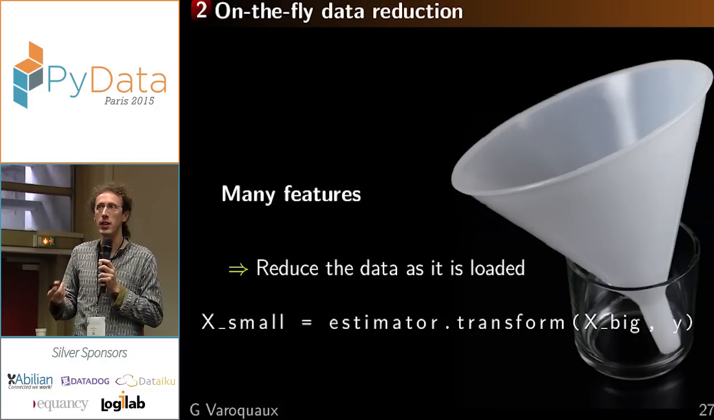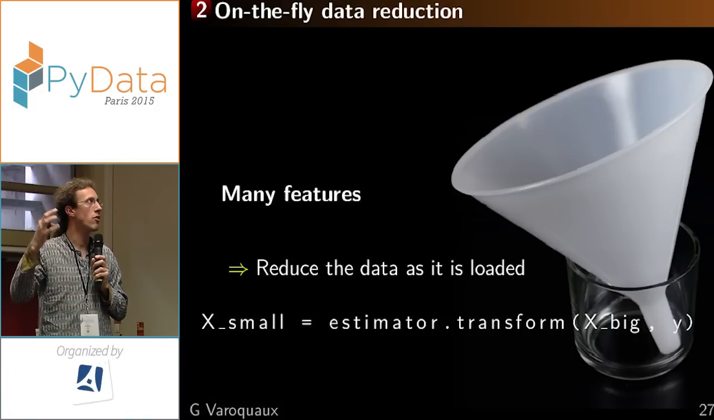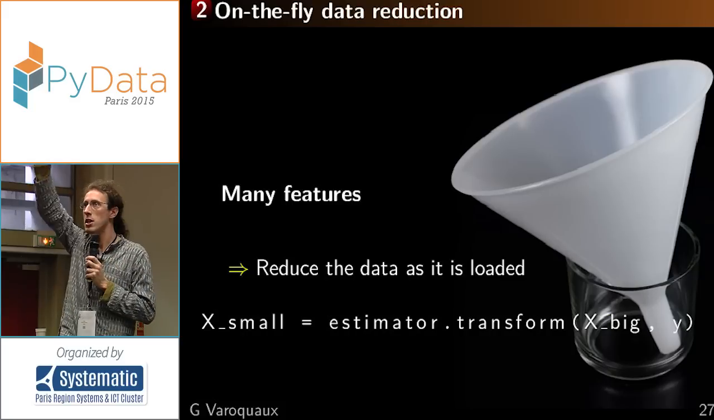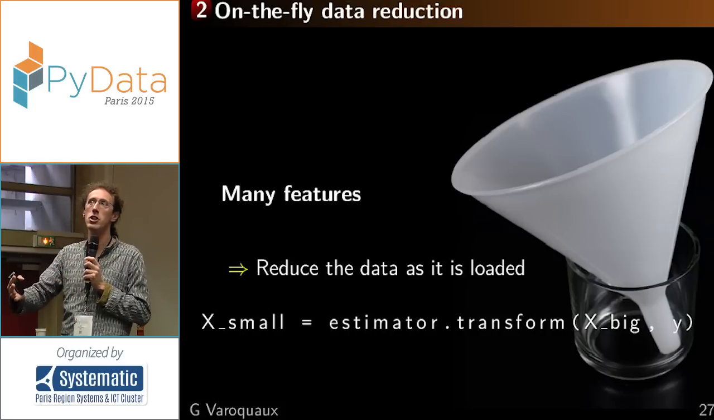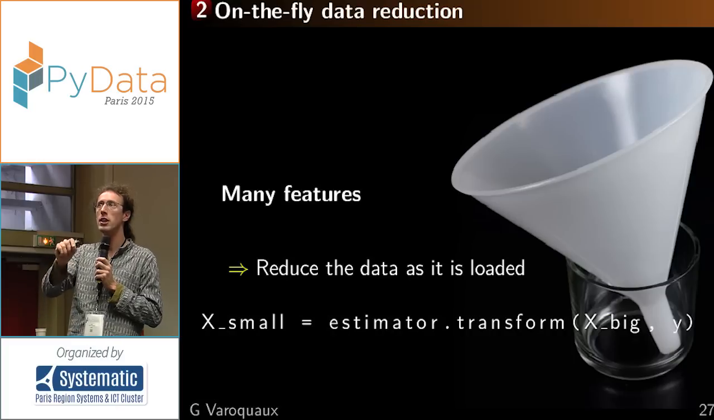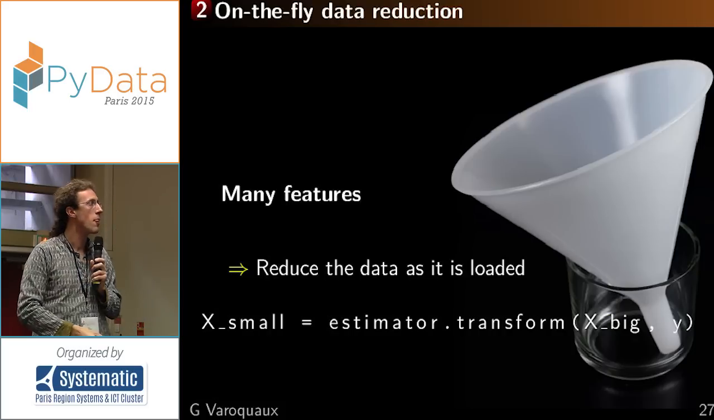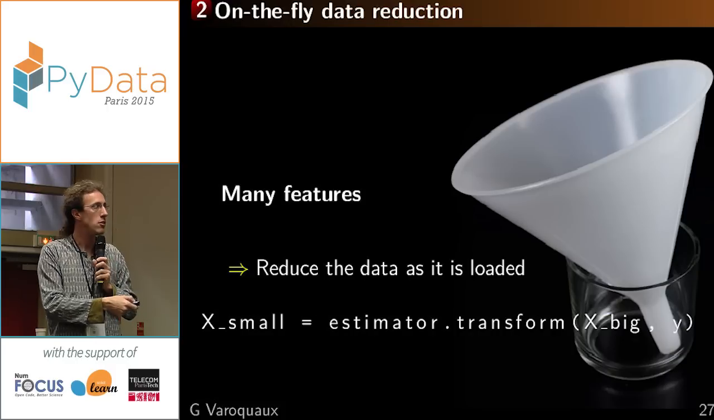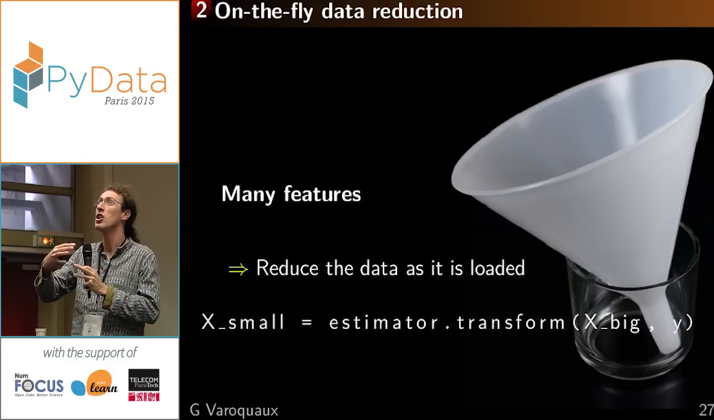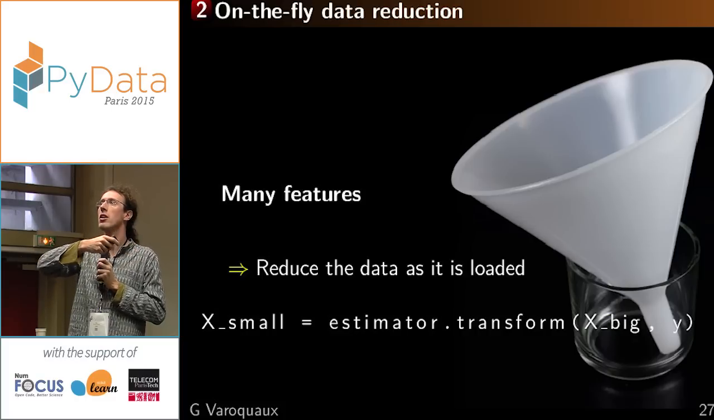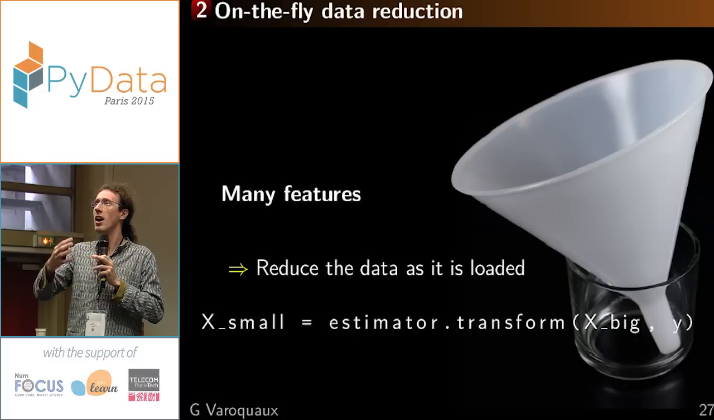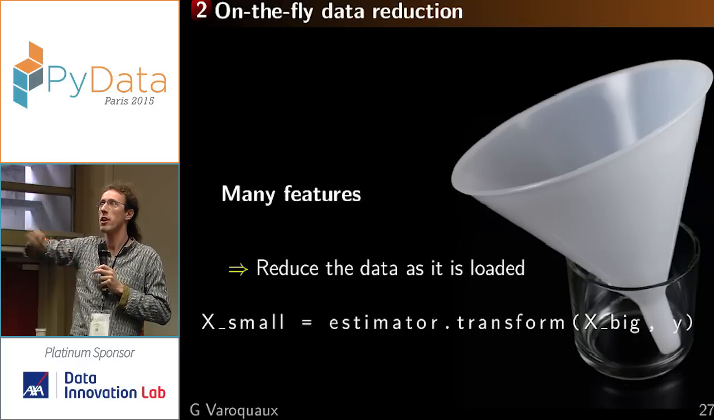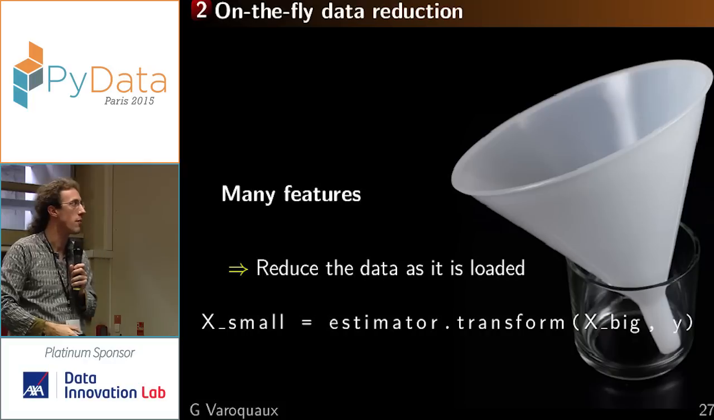Another trick that you can use for data that does not fit in memory is on-the-fly data reduction. The idea is that you have many, many features, and when you have many features, chances are that there is not independent information in all these features. They may be correlated, they may be noise features. So you reduce the data as it is loaded. Once again, it's the transform pattern. I call fit or transform, and I get a small X from a big X. Then, for instance, I could do this with an online algorithm, and go from absolutely huge data, huge in both directions, to something that I can fit with scikit-learn.